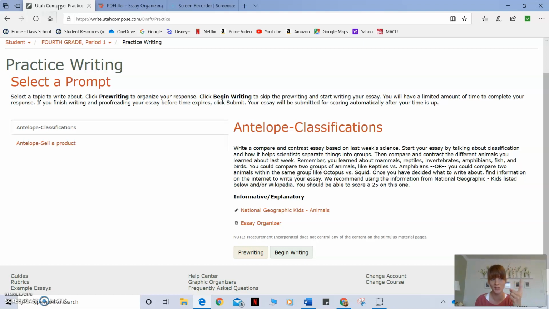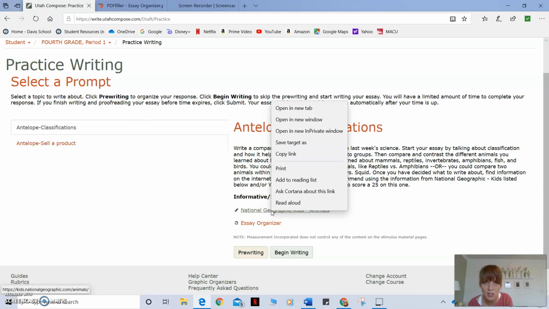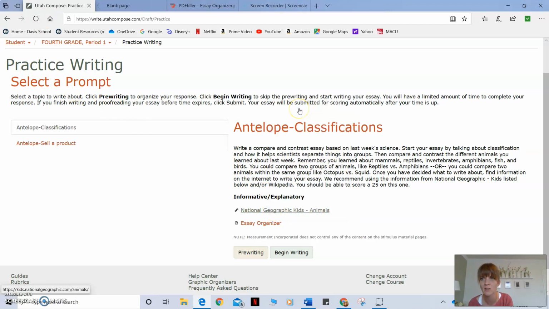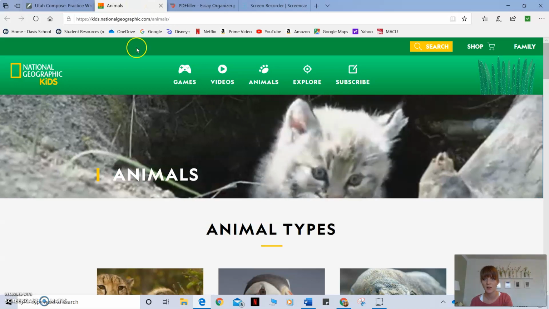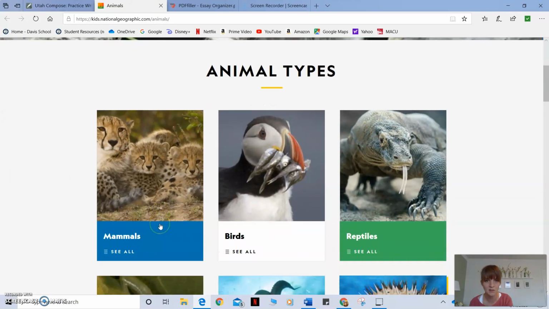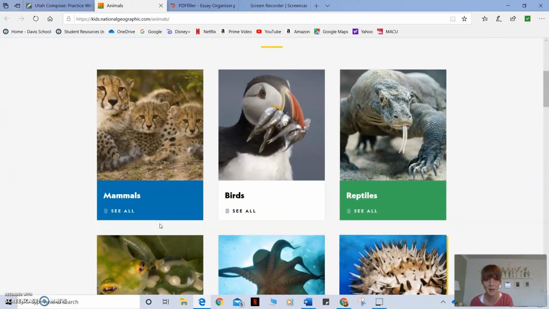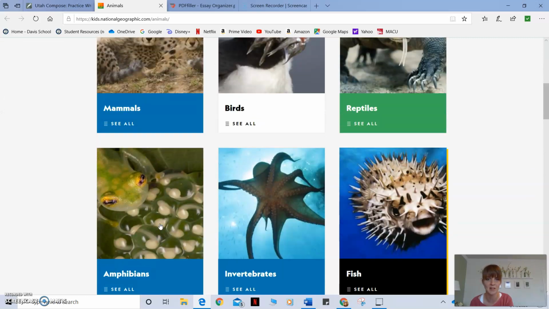Do you want to do reptiles versus amphibians? Well, let's go to National Geographic Kids and get some more ideas. We are going to open in a new tab so that we don't get this all over the place. It's opening. All right, there we go, animals. Okay, we got all the animal types from that week of science. We've got mammals, birds, reptiles, amphibians, and invertebrates.